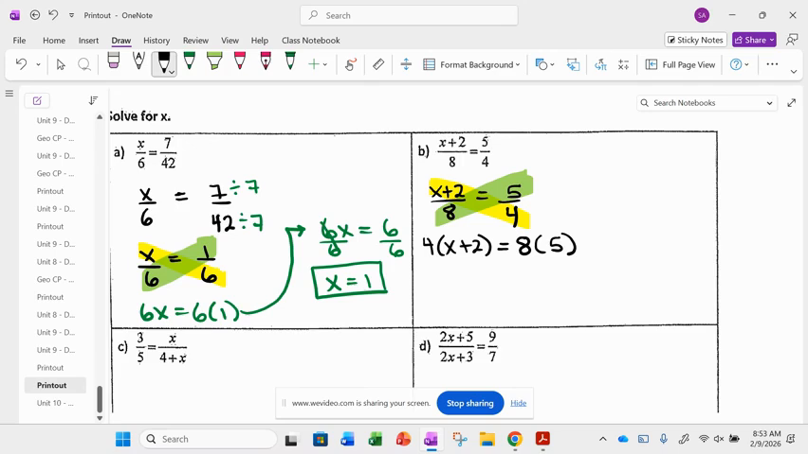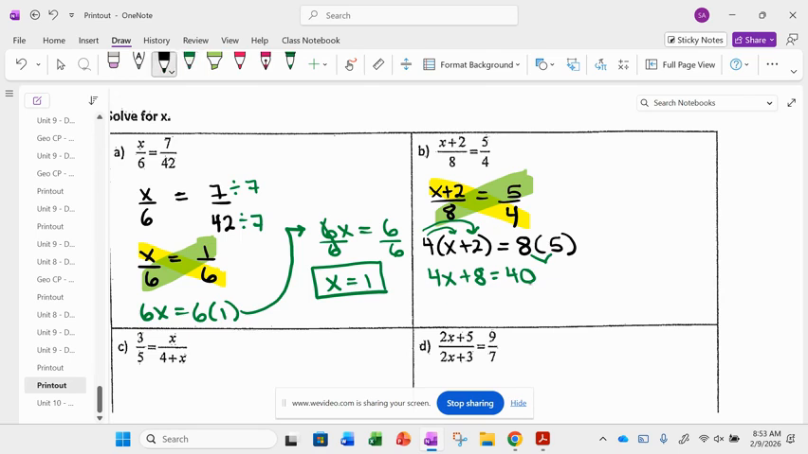When you have a number and then parentheses, what do we have to do with that number? Jack? Yeah, you have to distribute it in. So I have to multiply it with everything inside the parentheses. So 4 times x is a 4x. 4 times 2 is 8. And then 8 times 5 is 40.